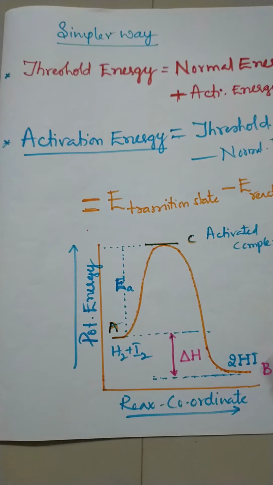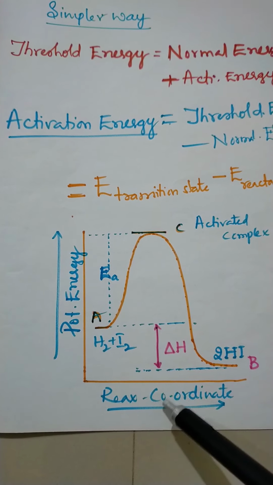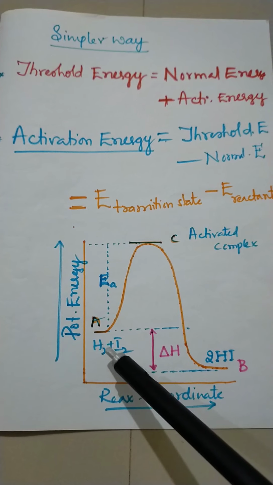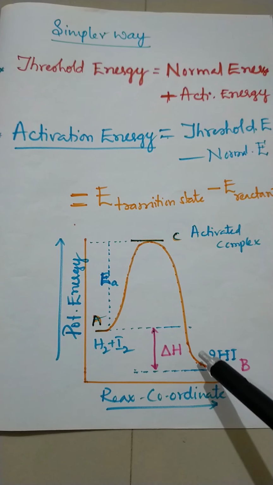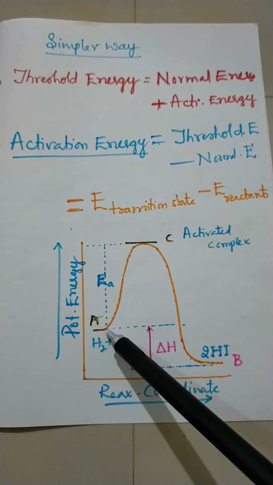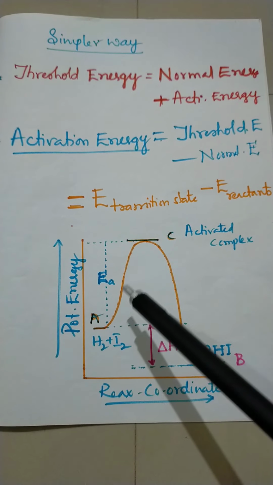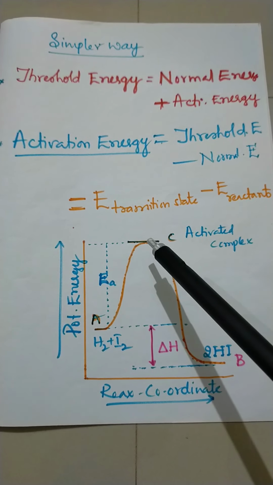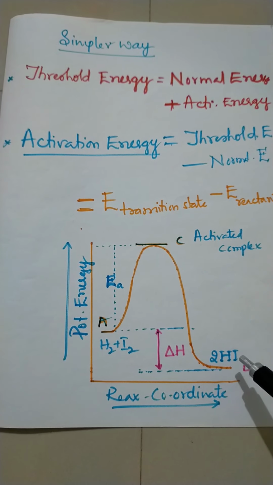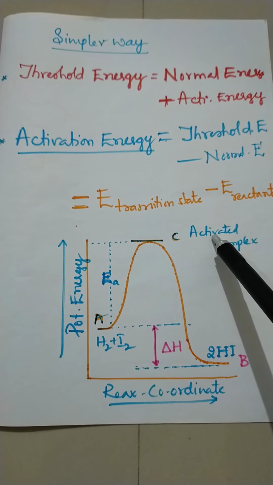So here the graph is the same, plotting the energy versus reaction coordinates. Observe this one. Here we have taken the reaction of hydrogen and iodine giving rise to hydrogen iodide. These are the starting reactants, the starting materials, and these are the products. When the energy rises to a certain level, they start to form the products, and when they reach here, you are getting the products. This point is called an activated complex.